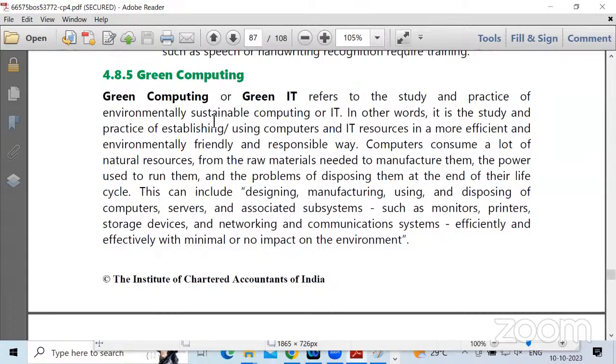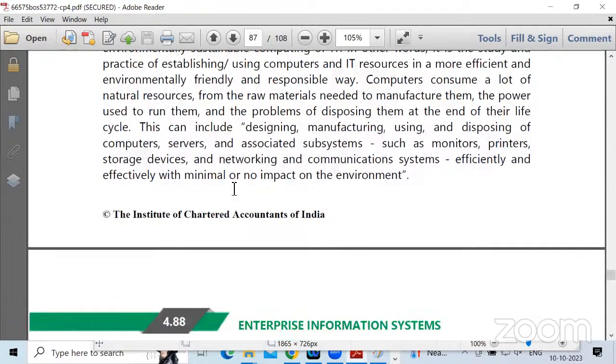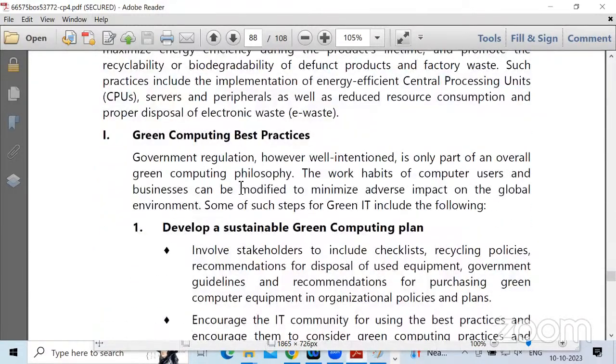Similarly, power supply. You are using computers continuously, so the power supply is needed. During your idle time, it's not used. During that time, the computer should be switched off, the power supply should be switched off, the communication equipment power supply should be switched off so that you will save the energy. And various kinds of stuff are given in the form of green computing.